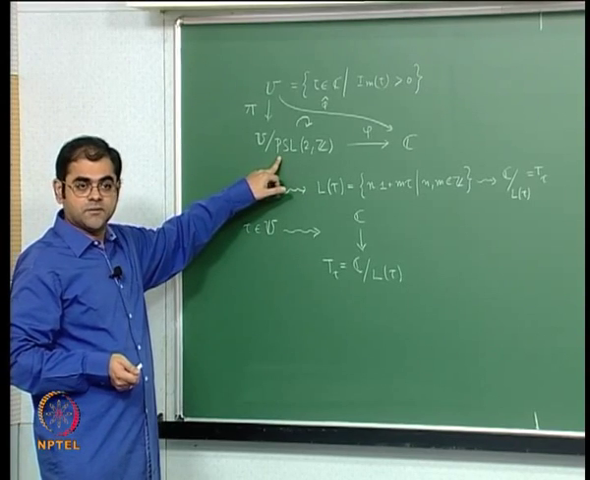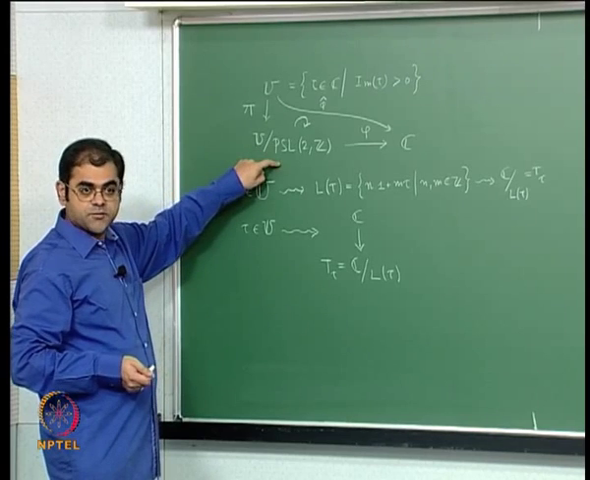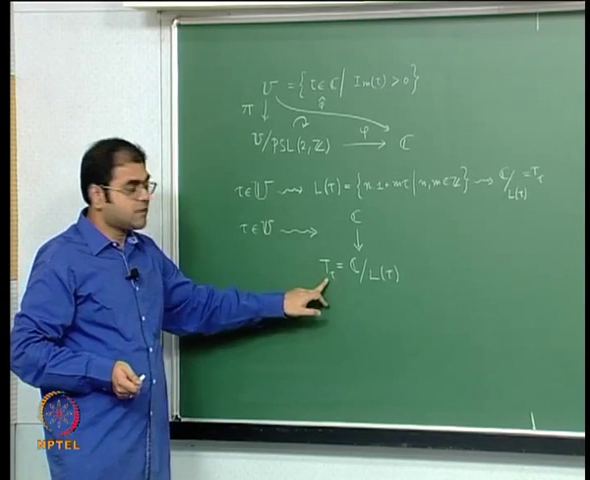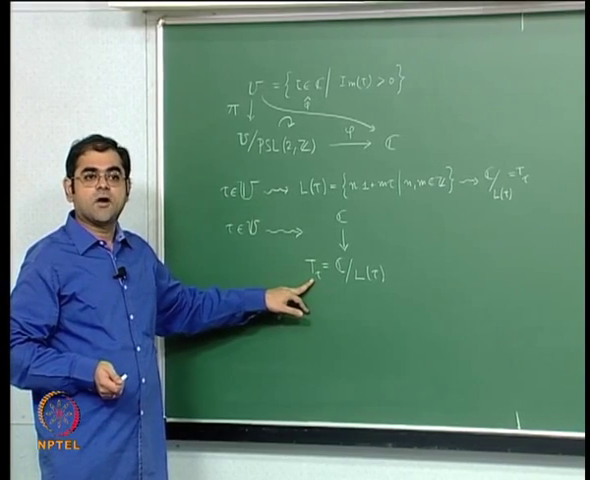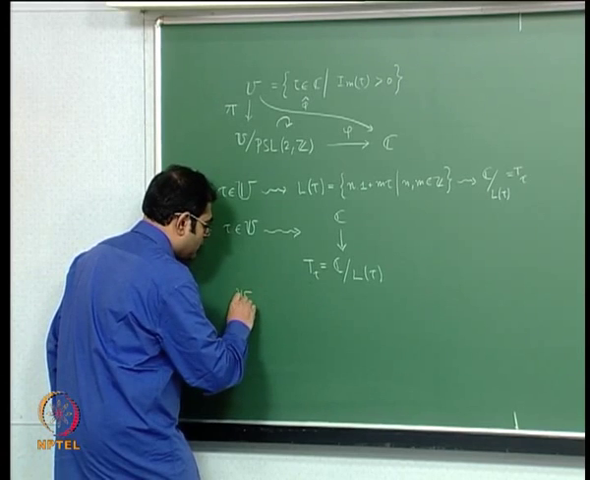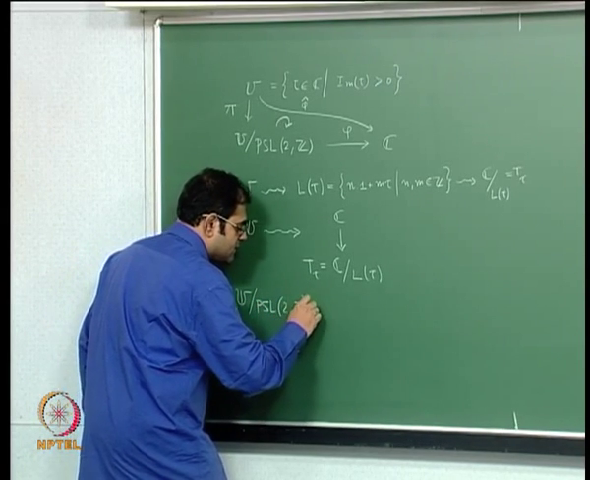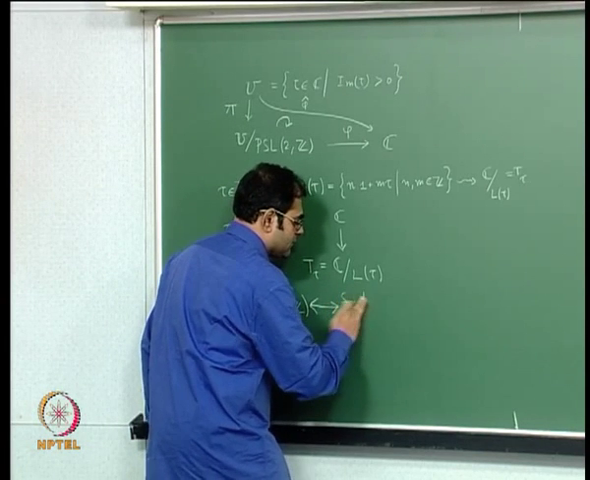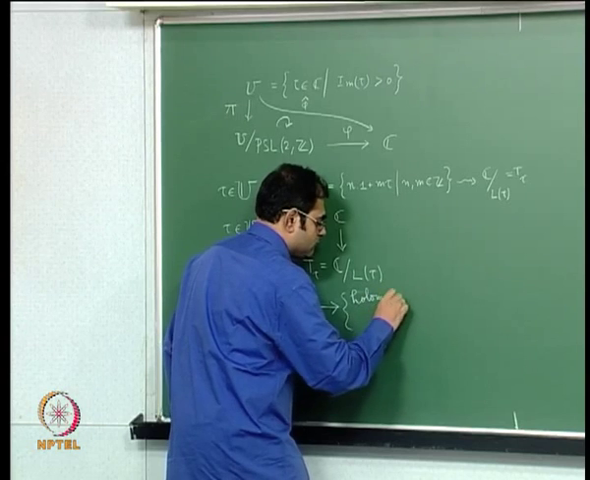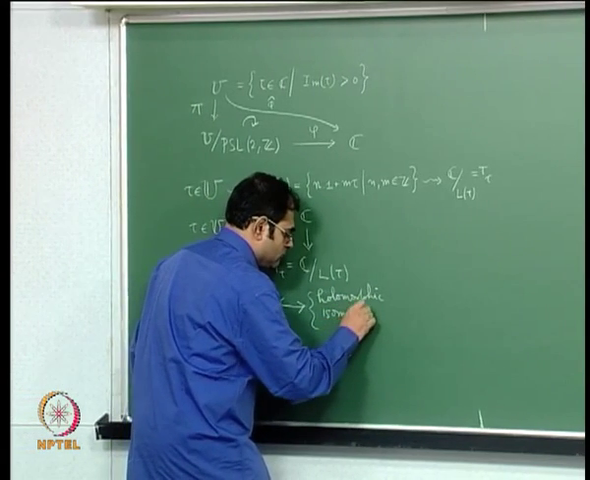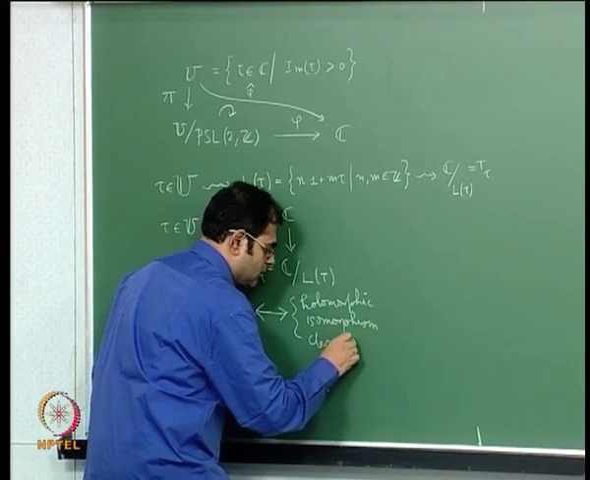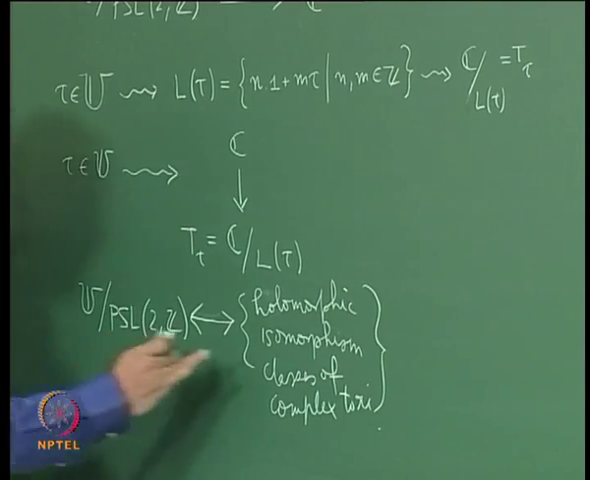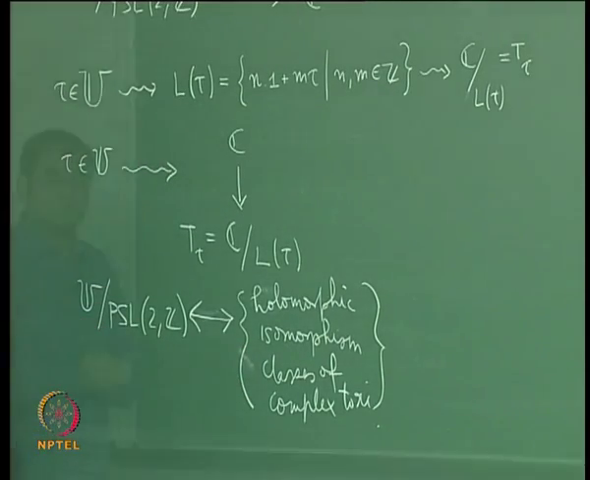In fact what we proved was that the set U mod PSL2Z, namely the orbits of PSL2Z in U, is in bijective correspondence with the set of holomorphic isomorphism classes of complex tori. So this is how we started.